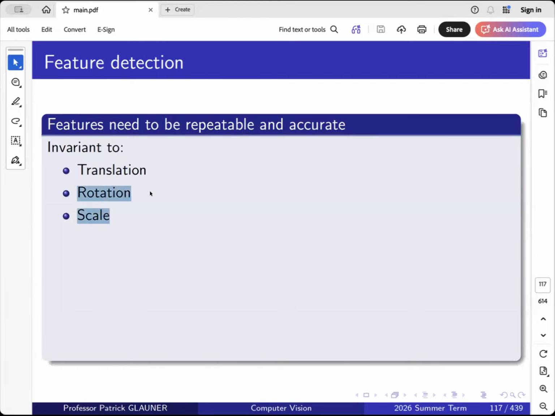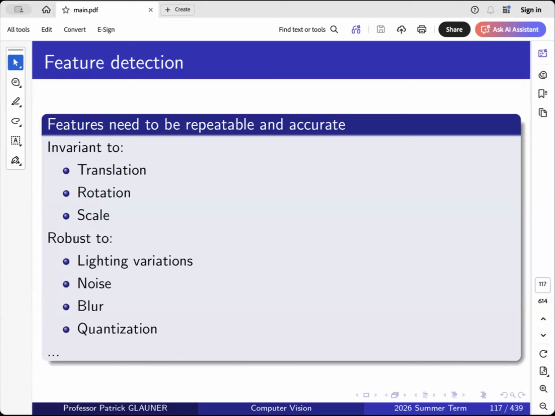I also want this to be invariant to rotation. Invariant means not affected by translation. Rotation means I have my objects and they are rotated in the image. Say I rotate them by 10 degrees or something, I still want to find the features. Scale means how big the objects are. If the objects are very big or very small, I still want to find the same features. And ideally, I want my features to be robust to lighting variations, noise, blur, quantization.